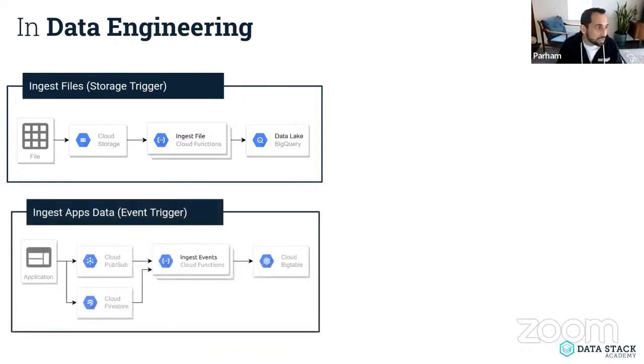Another type could be ingesting data from applications directly. So again, when applications write their logs to PubSub or maybe interact with Firestore to change user data, to change shopping carts, etc., those can trigger events. So those can trigger your cloud function to run, and you can use the cloud function to ingest that data again into your data lake, or in this case, something like Bigtable.